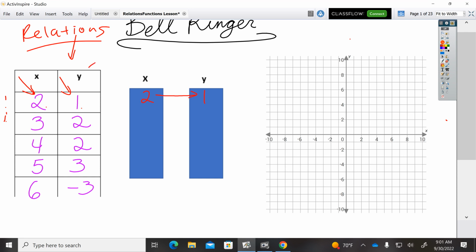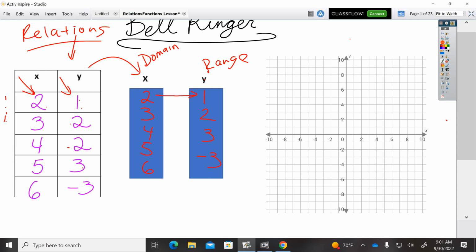So when it's a table to a map, on the left side, you write the domain. On the right side, you write the range. Domain is all of the x values. So just get all these x values and put them there: 2, 3, 4, 5, 6. Are you with me? Now make sure you don't repeat a number. On this side, you have 1, 2, 3, and -3. Notice I didn't repeat the 2 because you don't repeat numbers here.